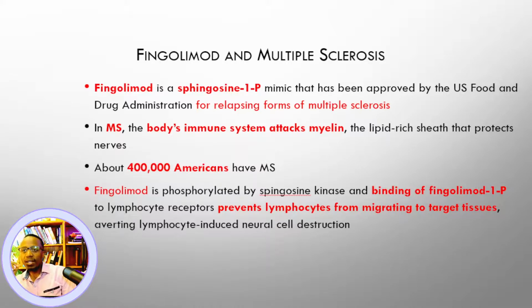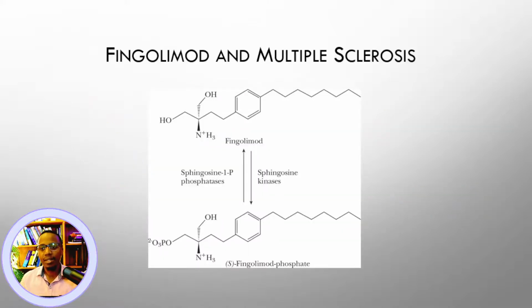So what fingolimod does is it's going to prevent the lymphocytes from migrating to target tissues. And this is important because the neurodestruction that happens in MS is carried out by these lymphocytes. So whenever you prevent them from migrating to target tissues, well, you reduce the disease. And this has been approved to treat it, right? And this is the fingolimod. You can see how it has the sphingosine group that we already looked at.